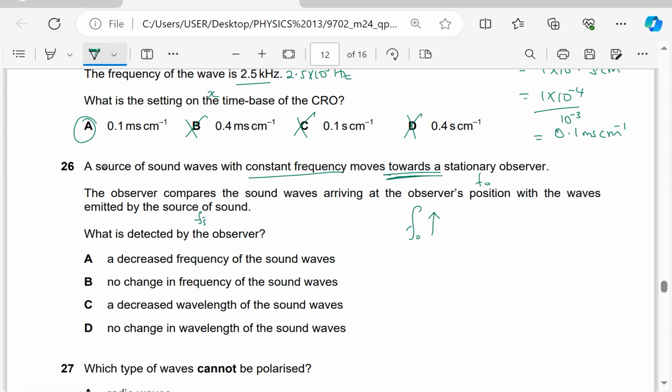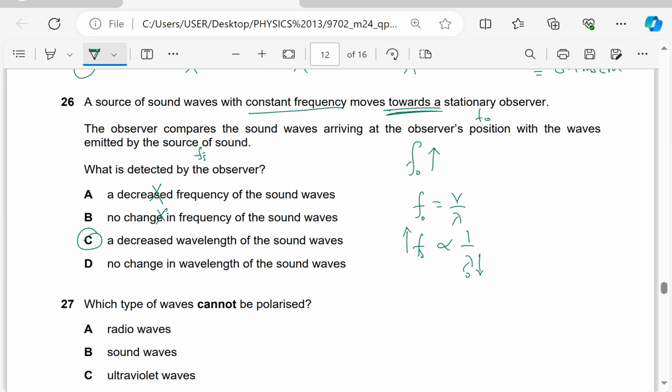What is detected by the observer? A decreased frequency. No, the observed frequency increases. No change in frequency. An ambulance approaching you, the frequency is higher. A decreased wavelength. Let's check. We know that frequency is equal to V over lambda, which means frequency is inversely proportional to wavelength. Because the frequency observed increases, it means the wavelength observed decreases. So the answer is going to be C.